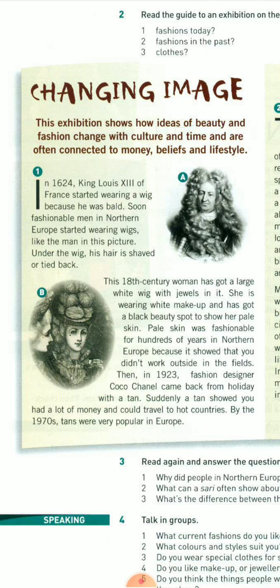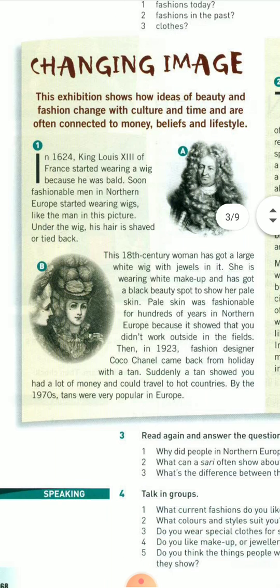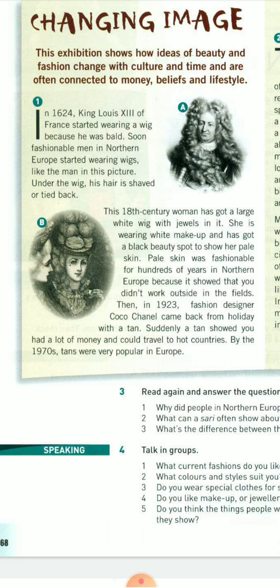So let's go to paragraph number 1. In 1624, King Louis XIII of France started wearing a wig because he was bald. Bald means no hair. Soon, fashionable men in Northern Europe started wearing wigs, like the man in this picture. Under the wig, his hair is shaved or tied back. So it was mainly as an imitation of King Louis XIII, because he was bald and he had to wear this wig.